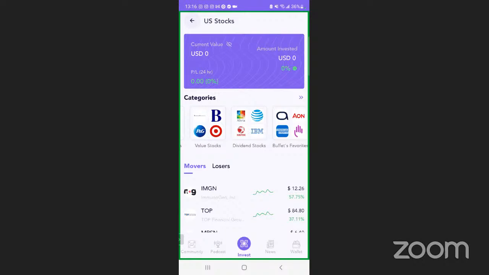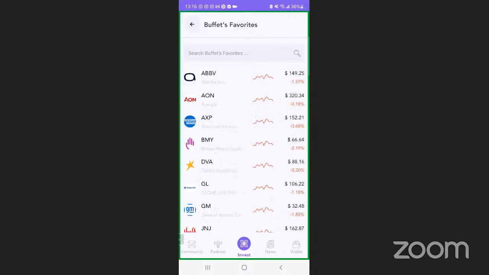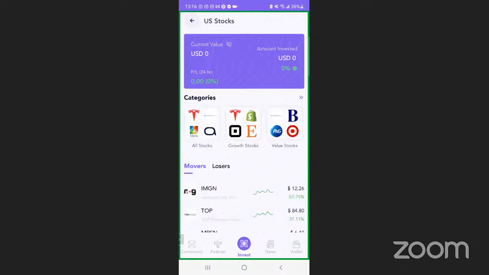stocks in your portfolio. Under categories, for the guys who love Warren Buffett, you can also see some of Buffett's favorites. These are some of the stocks that Buffett has in his portfolio.